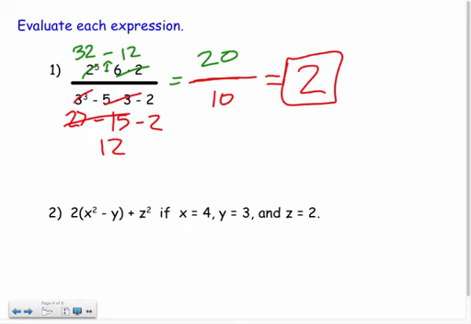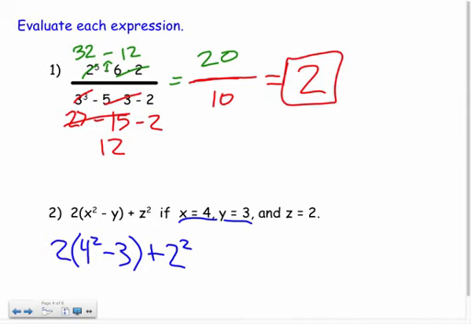Okay, down to number 2. Now we just have an algebraic expression, so we just have to plug our information in for each variable. So I'm saying x is 4. So I'm going to rewrite this with all my information. 2 times x squared. Well, that x is 4, so 4 squared. Minus y. Y is 3. Right, parentheses plus z squared. Well, z is 2. Okay, now we go through.